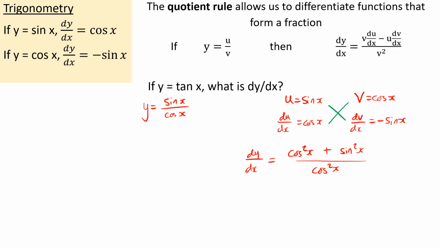But we can go one step further because cos squared plus sine squared is an identity that's equal to 1. So we can just write this as 1 over cos squared x. And we can even go one step further than that. We can use our little reciprocal trig, sec or cosec. This is 1 over cos, so the third letter has to be c. It's sec squared x. So if y is tan x, then dy dx is sec squared x, just using the quotient rule and things we already knew.